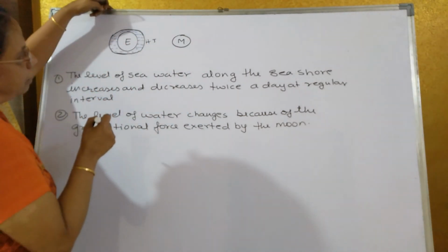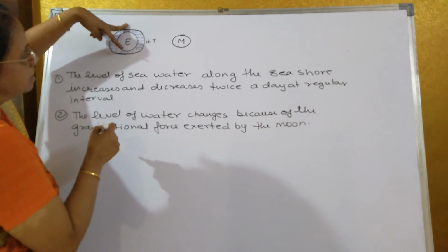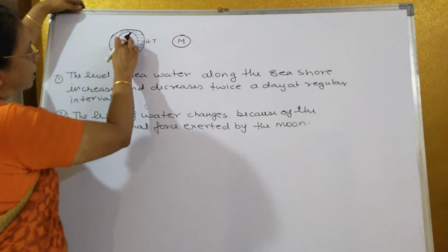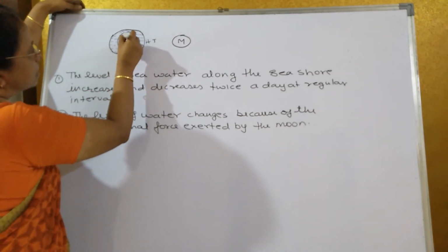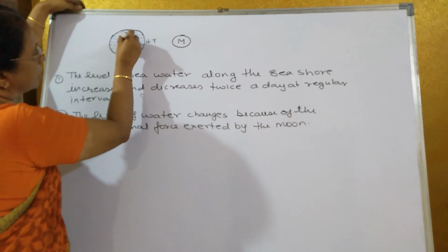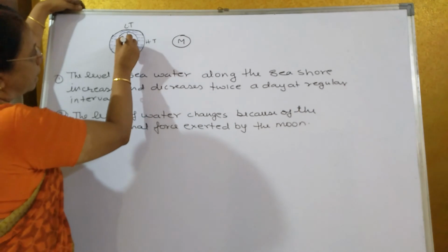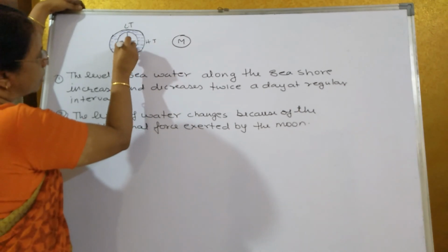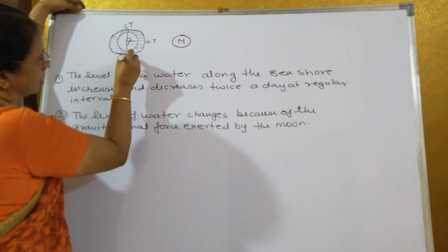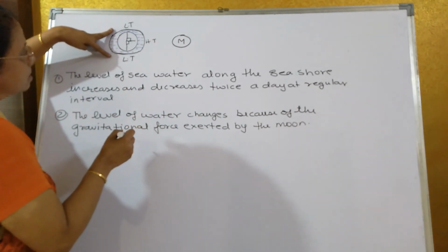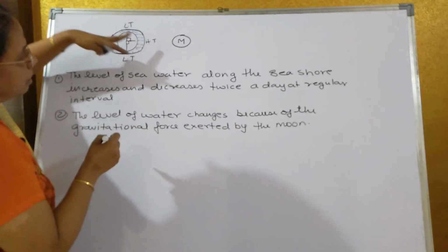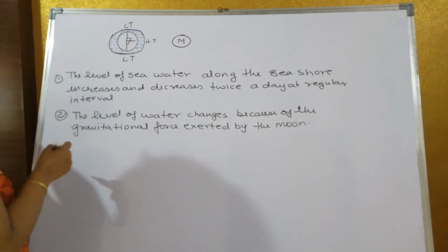And at two places 90 degree to the high tide, that is, if this is a high tide, at 90 degree low tide occurs. 90 degree to the high tide, low tide occurs, and over here also at 90 degree low tide occurs. So low tide occurs at two places at 90 degree with respect to the high tide.